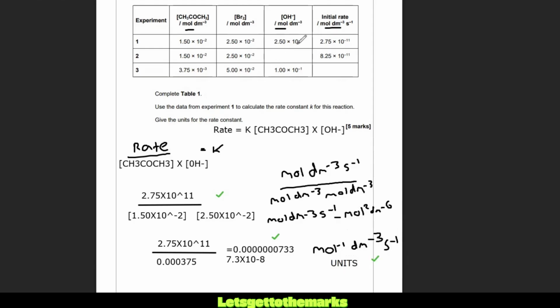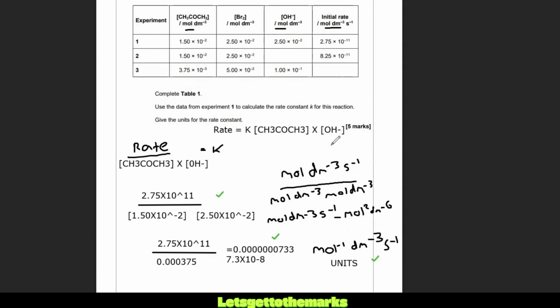Now I need to get a mark for each of these. And what I'm going to do here, guys, there's two ways to do it. We could bash these into the rate equation and rearrange to find hydroxide ions, right? Because we now know k is 7.3 times 10 to the minus 8. We now know what the propanone is here, and we know what the initial rate of reaction is here. So we can whack that in and we can find the hydroxide ions. But there's a simpler way.